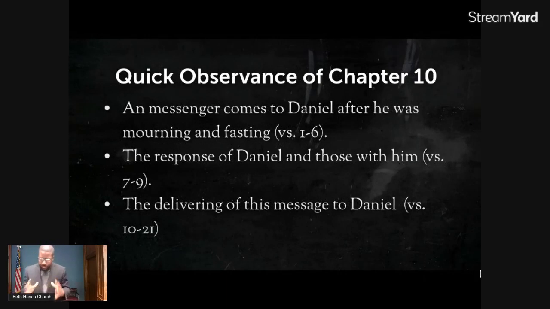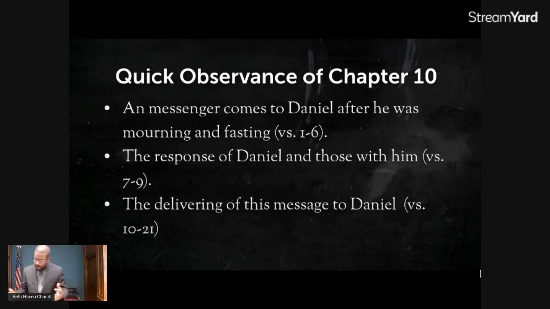Let's look at just a quick observance of chapter 10. In verses 1 to 6, we see a messenger comes to Daniel after he was essentially mourning and fasting. We read in chapter 10: In the 3rd year of Cyrus, king of Persia, a message was revealed to Daniel, who was named Belshazzar, and the message was true and one of great conflict. But he understood the message and had understanding of the vision. It says, in those days, I, Daniel, had been mourning for 3 entire weeks. I did not eat any tasty food, nor did meat or wine enter my mouth, nor did I use any ointment until all 3 weeks were completed.